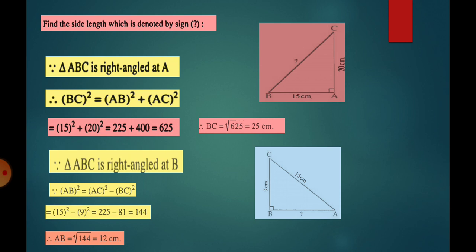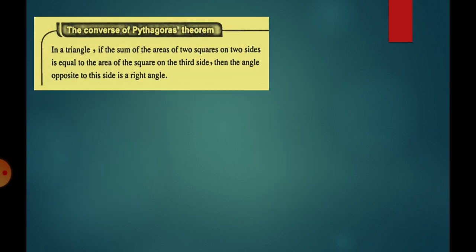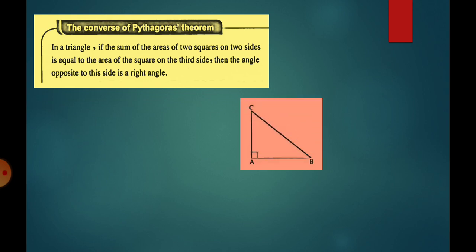This is the Pythagoras theorem. If we have a right-angled triangle, then the square length of the hypotenuse equals the sum of square lengths of the other two sides. The converse of Pythagoras. Converse of Pythagoras, if we have triangle ABC.